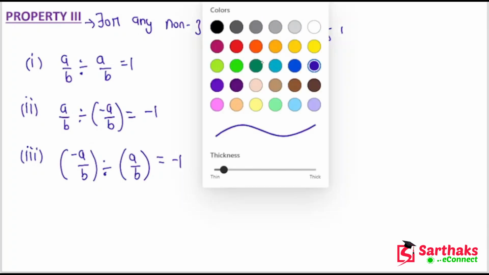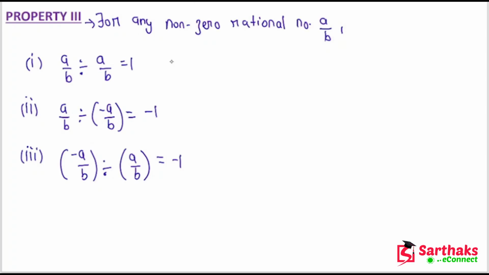If you want to verify, you can verify them as follows. Let me verify this. A upon b divided by a upon b would become a upon b multiplied by b upon a. You will cancel them out with 1. So you will get 1 into 1 whole upon 1 into 1, which is equal to 1. Right?